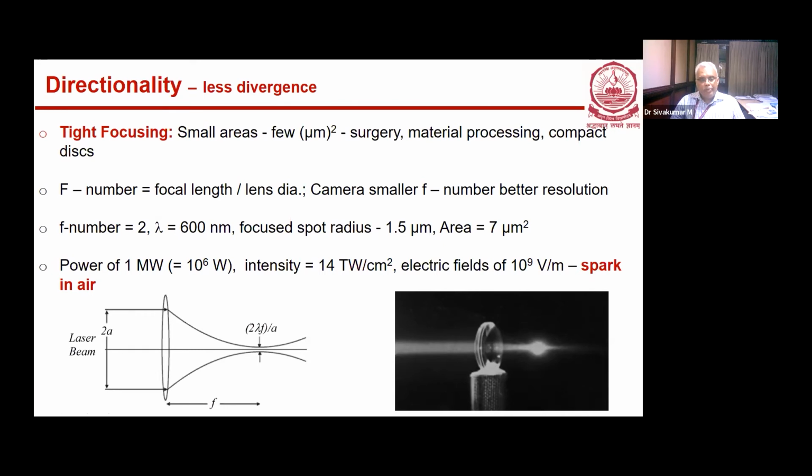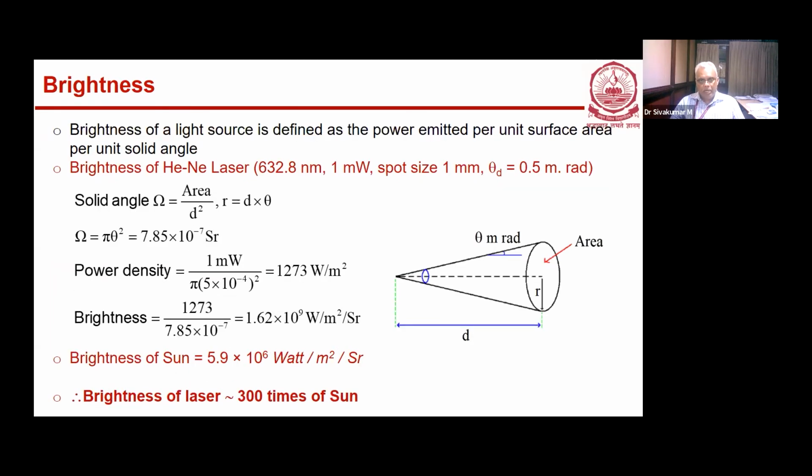So the third one is brightness. You can see the simple thing as I told. We have taken a helium neon laser here. It is 632.8 nanometer and 1 milliwatt power, because the laser output can be measured in terms of power, since there is a continuous output coming. So it can be measured in terms of power, energy per second. The spot size is 1 millimeter and the divergence is 0.5 milliradian. If you calculate, the brightness is around 1.62 into 10 raised to 9 watt per meter square per steradian. So this is the brightness produced by a helium neon laser of 1 milliwatt.